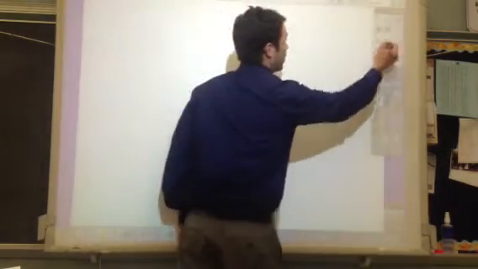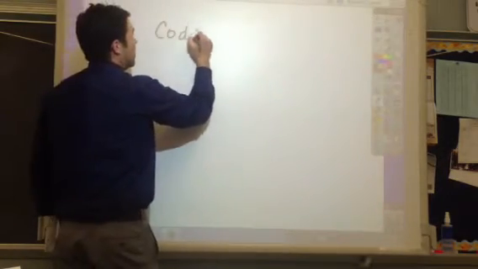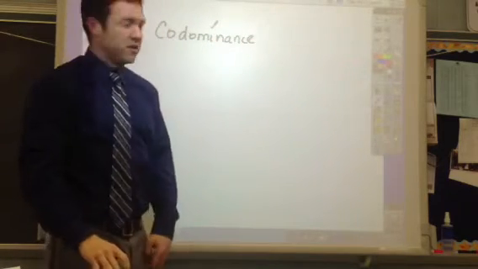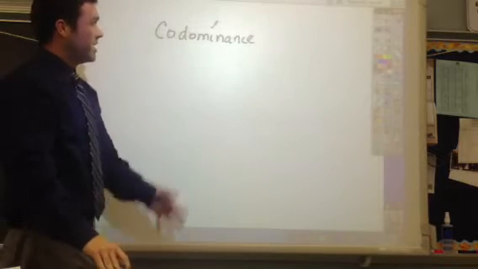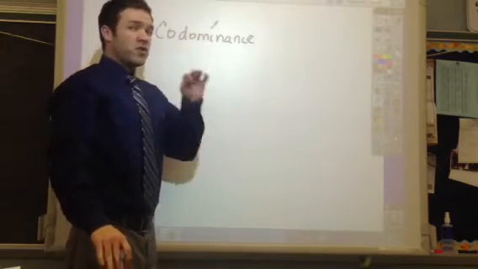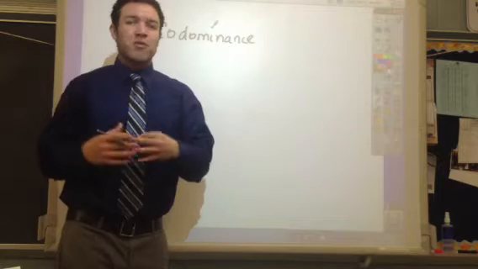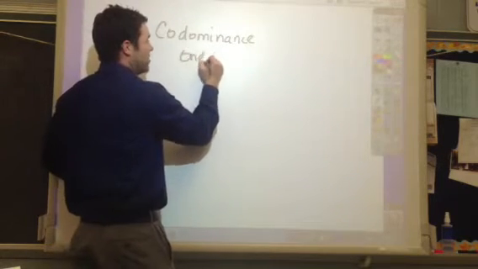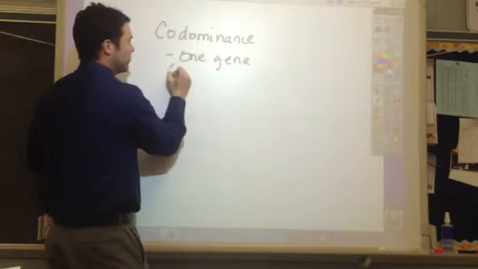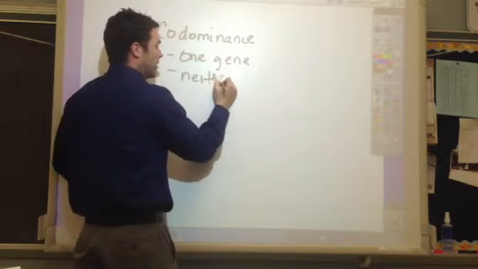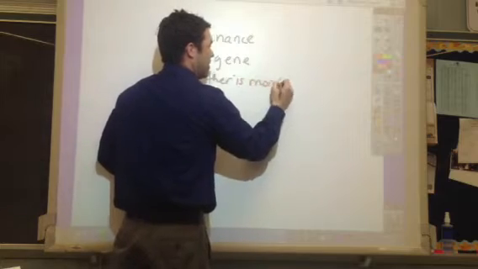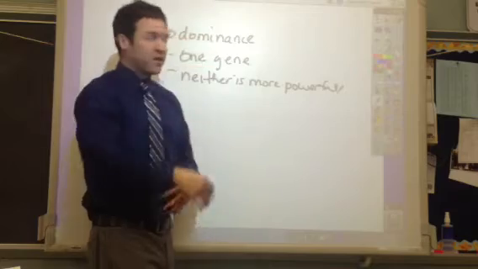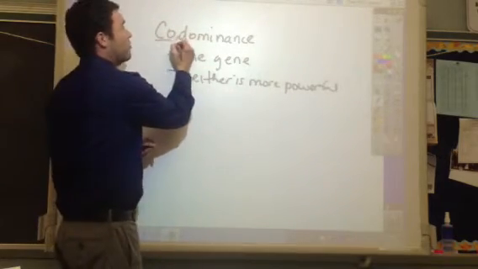The second one, codominance, or codominant inheritance. For this one, you kind of get 3 phenotypes, but they're slightly different. So what you'll get is still 1 gene, neither is more powerful, so you're not going to get one masking another because they're both dominant.